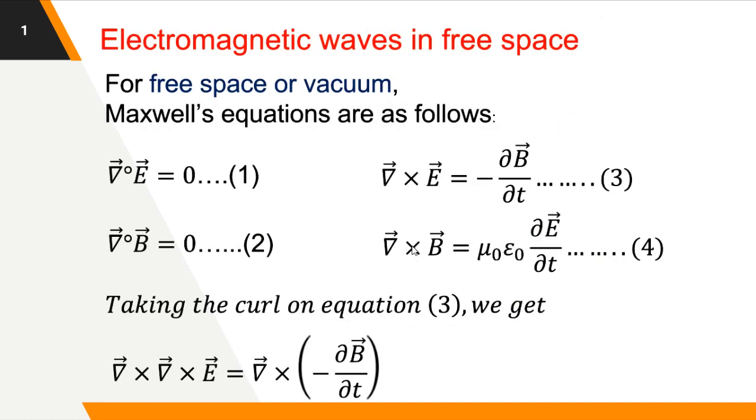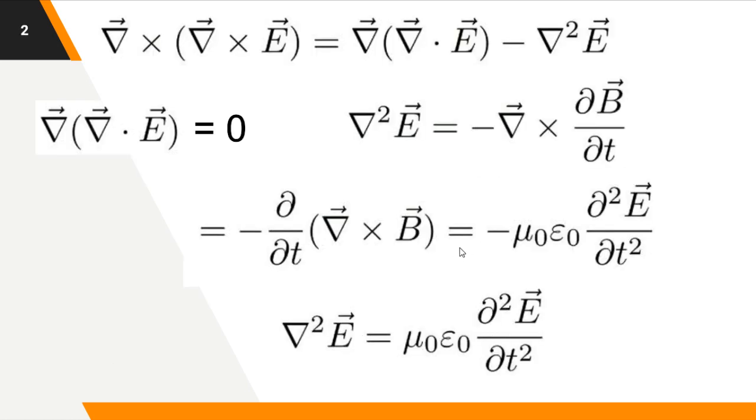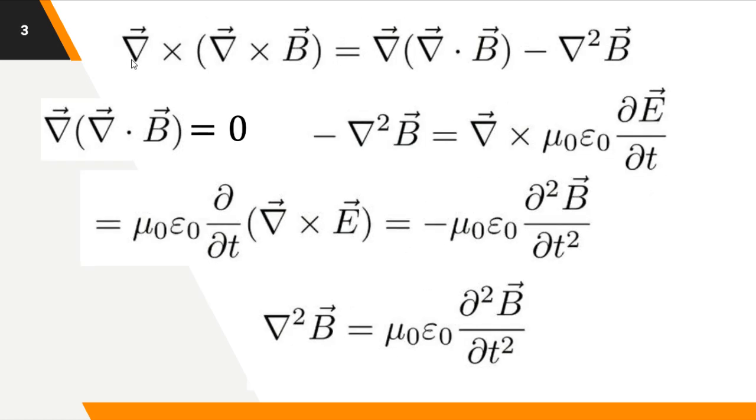Take the curl on this particular equation. To the equation 4, you apply the curl. So when you are applying the curl to equation 4, it goes like this. Look at del cross B. Same way, the first term is 0 minus del square B, that is equal to del cross mu naught epsilon dou E by dou t. This you can take inside. So when you take it, it becomes mu naught epsilon dou by dou t of del cross E.